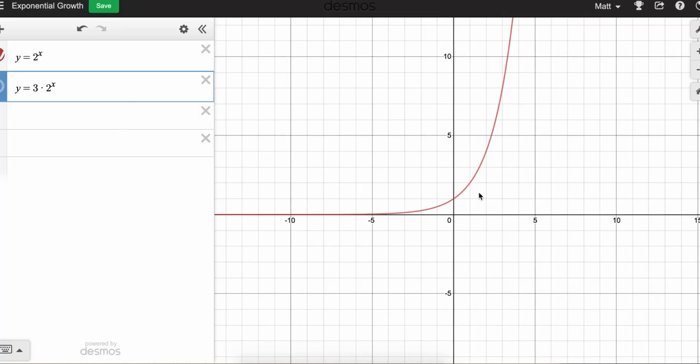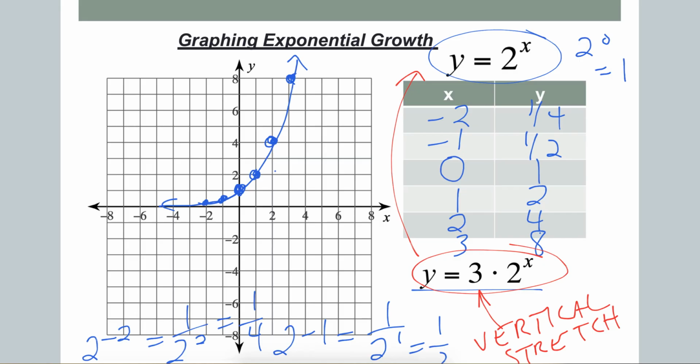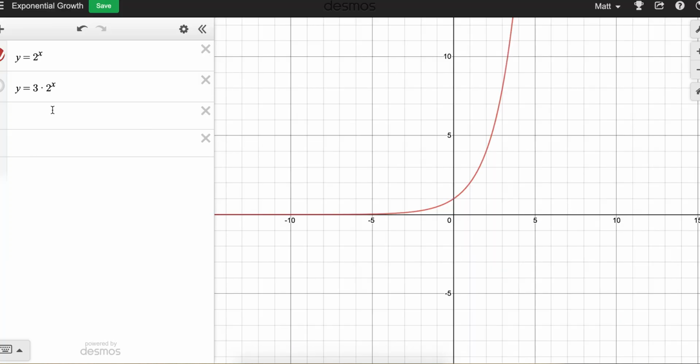So here is the y equals 2 to the x graph. If we were to continue to plot points, it would look like this. But we got the general shape plotting points. So now this graph, the y equals 3 times 2 to the x, again, the 3 is going to what we call stretch the y equals 2 to the x graph.